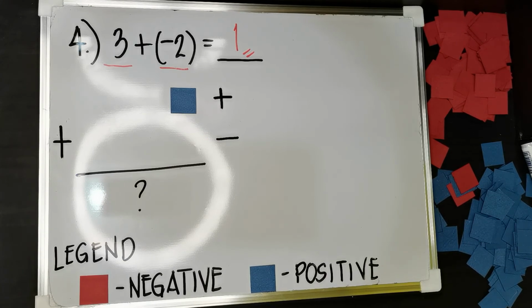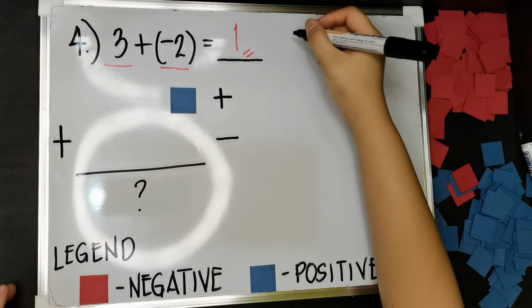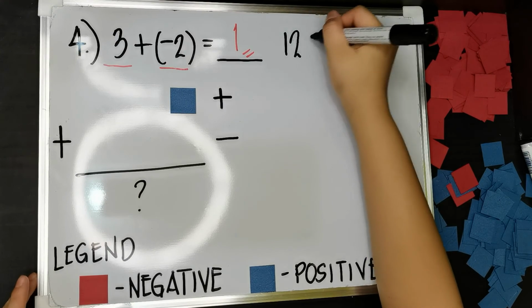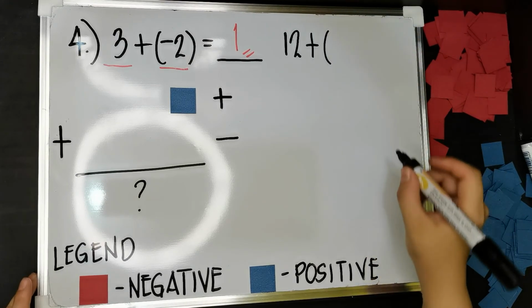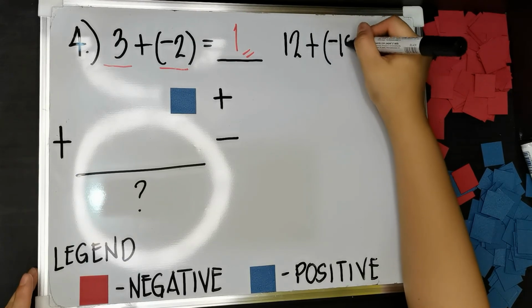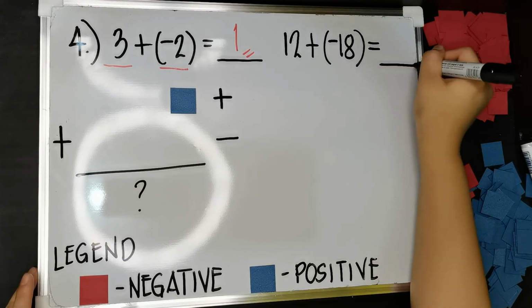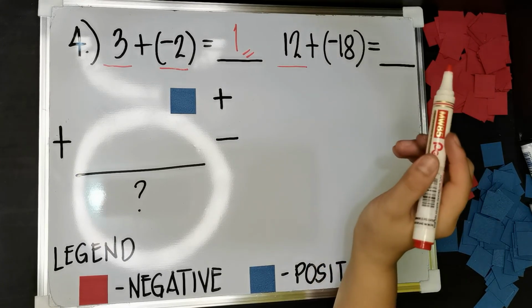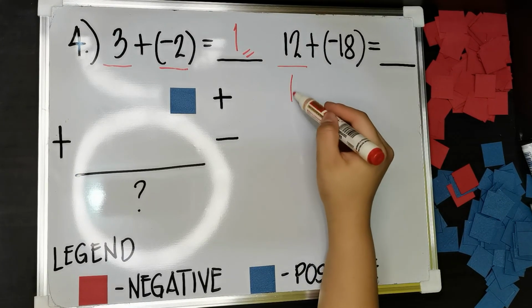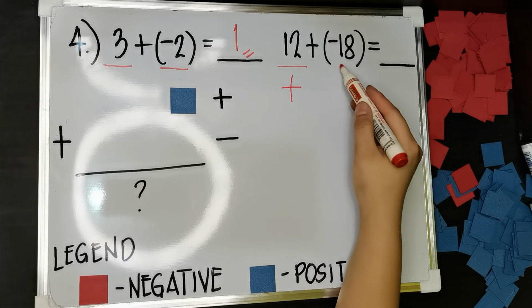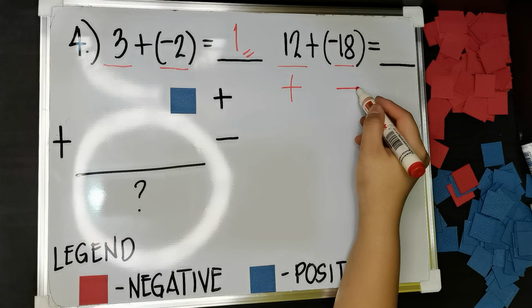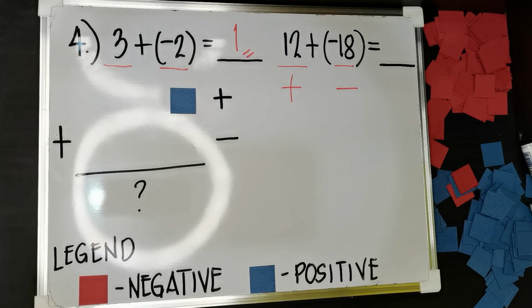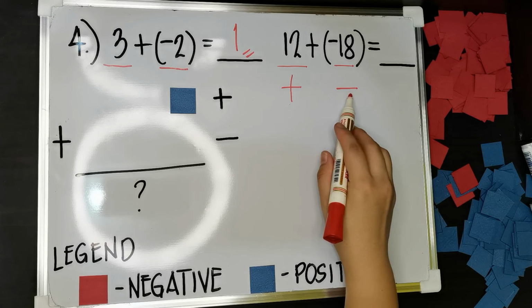Now, what about if hindi tayo gagamit ng sign tile? Ang gagamitin natin ay rule. Like, say, for example, what is the answer to 12 plus negative 18? How are we going to find the answer to this? Okay, so the first thing that you're going to do is to find or determine the sign of 12. Ano ba ang sign ng 12 dito? Right, that is positive. Ano ba ang sign ng 18 dito? Right, that is negative. Nakikita nyo, positive yung isa, negative yung isa.